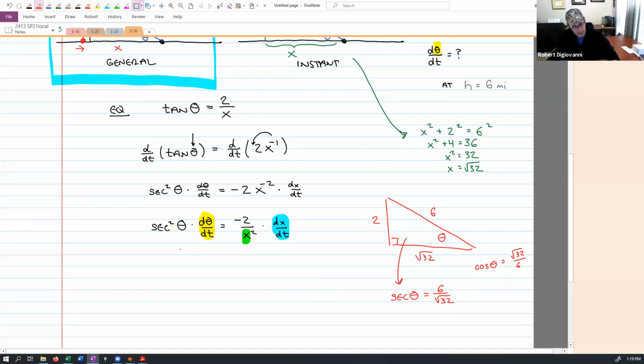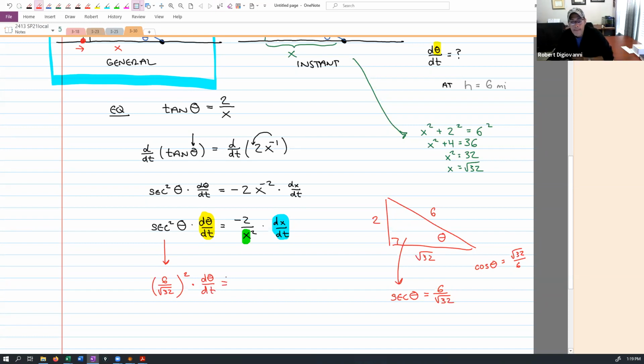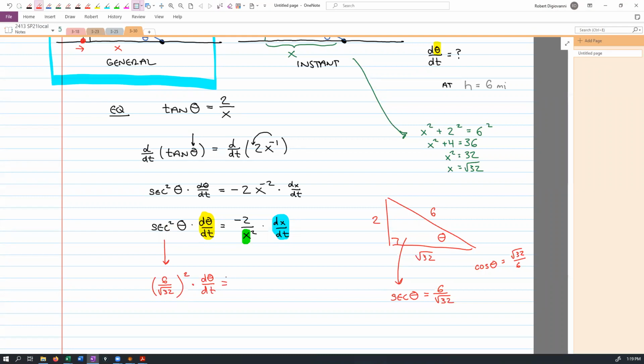Square it. Okay, so let's put this all together now. This becomes 6 over root 32, but we have to square it. I have a question real quick. Braxton, go ahead. I think in pre-cal we had to rationalize it, where you'd multiply 6 over root 32 by root 32 over root 32, and you would get 6 root 32 over 32. Do you need us to do that, or is that just a pre-cal thing?